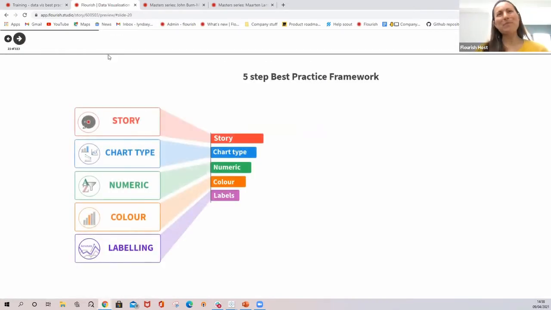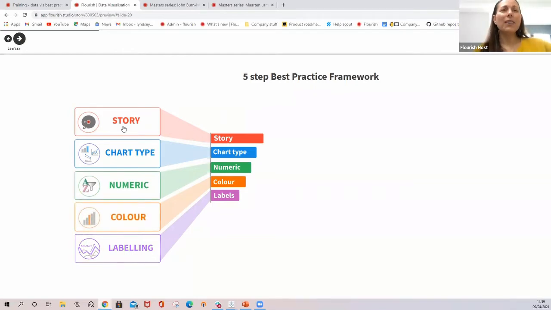This is my very simple framework. It's simple for a reason, so that people can remember it. Throughout my career, nearly always, I would come back to these five main things that I would think about when designing a visual or a data story. And so I've honed it over my own experience.